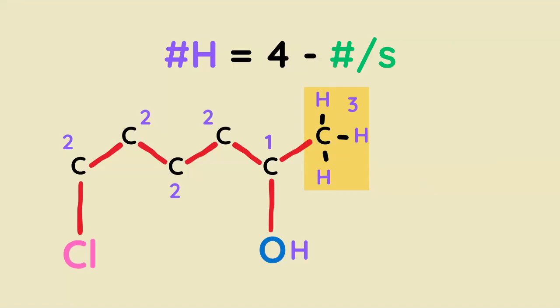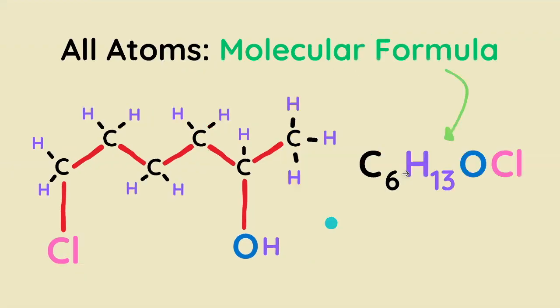So we use this equation up at the top right here to calculate the number of hydrogens that each carbon is attached to. And that's what each of these numbers are. For example, this carbon right here has 2 hydrogens attached to it. Now we can fill in the rest with hydrogens and count them up for this molecule. Thus, we can construct our molecular formula. There's 6 carbons, there's 13 hydrogens, 1 oxygen, and 1 chlorine.